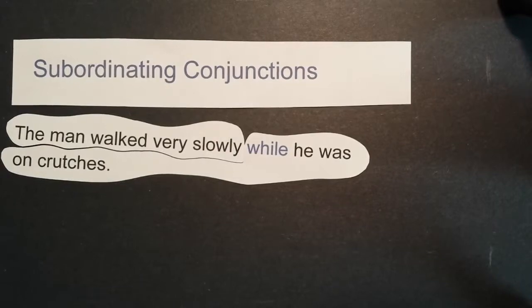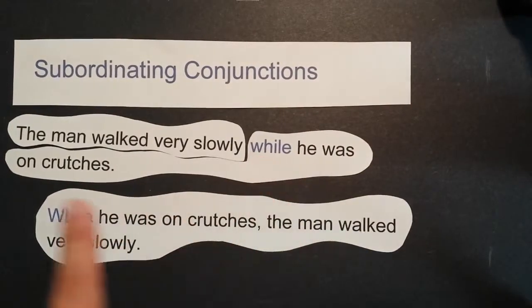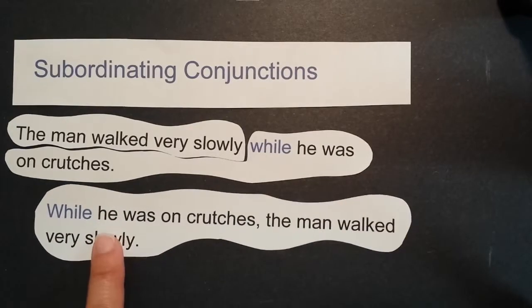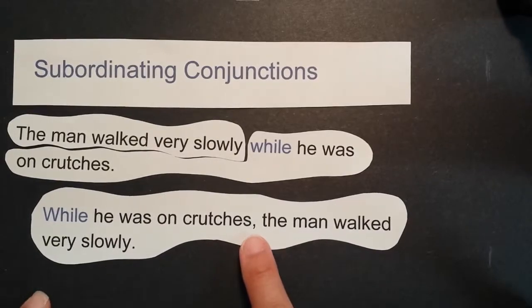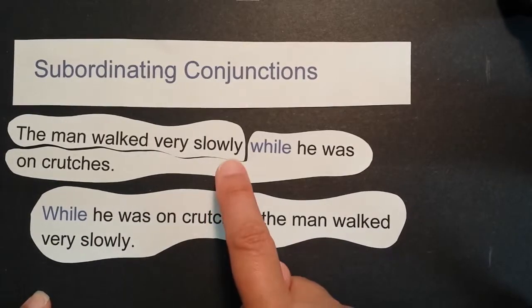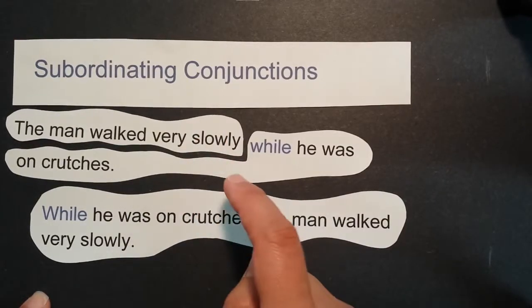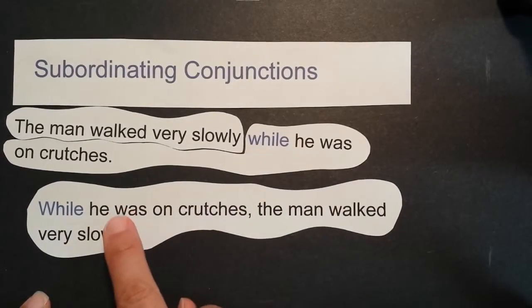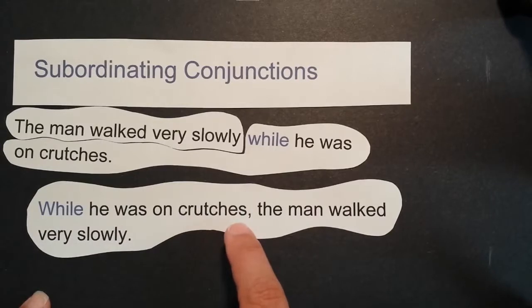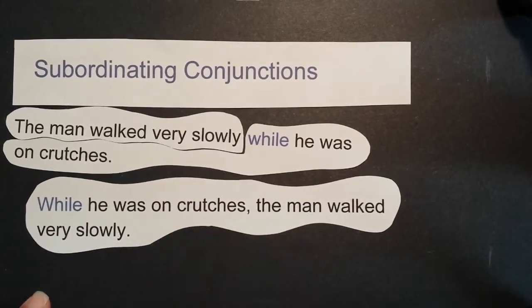and it's a lot more interesting. You could also take the same sentence with the same subordinating conjunction and subordinate clause and write it the opposite way. While he was on crutches, the man walked very slowly. Notice the placement of the comma here. Now there's no comma in this part because when your independent clause comes first, you do not need a comma to separate the two clauses. But when your subordinate clause comes first, while he was on crutches, comma, then this is where you would add your comma to separate it from the independent clause. Okay?